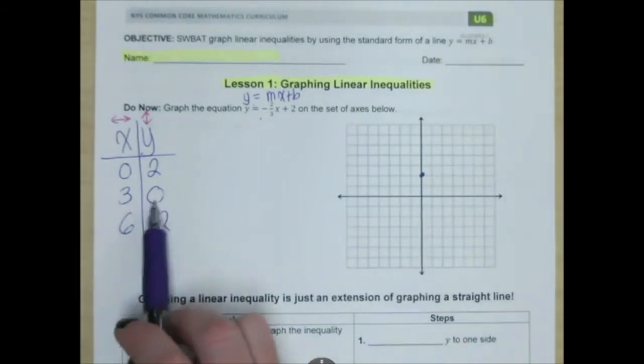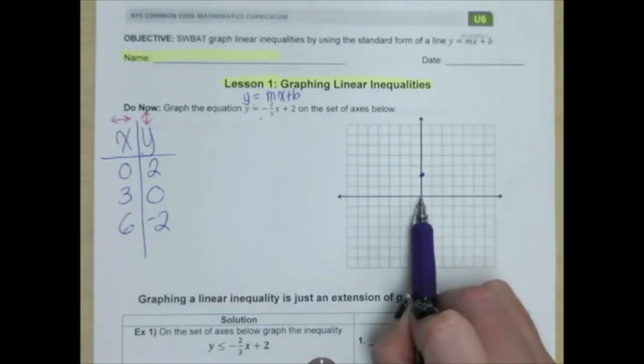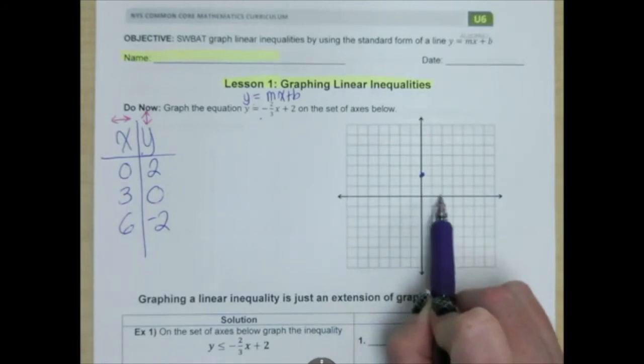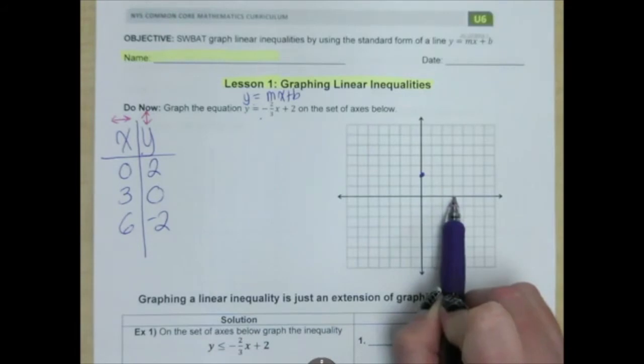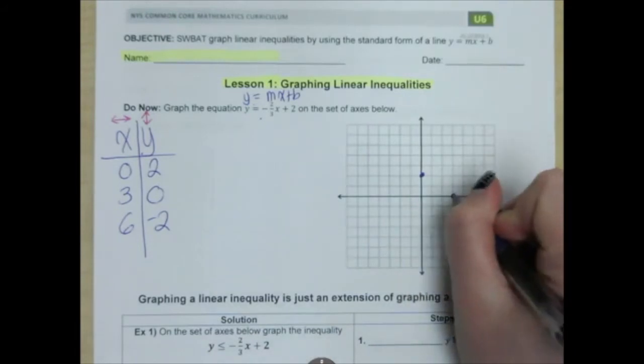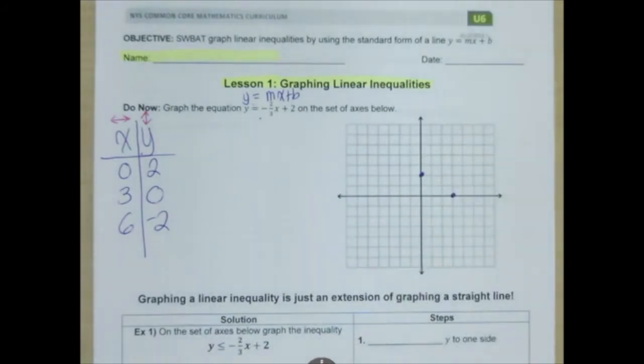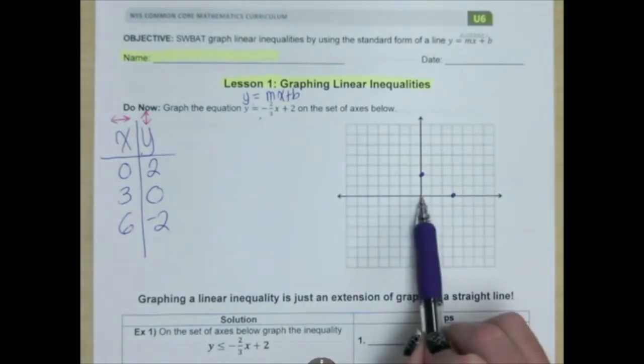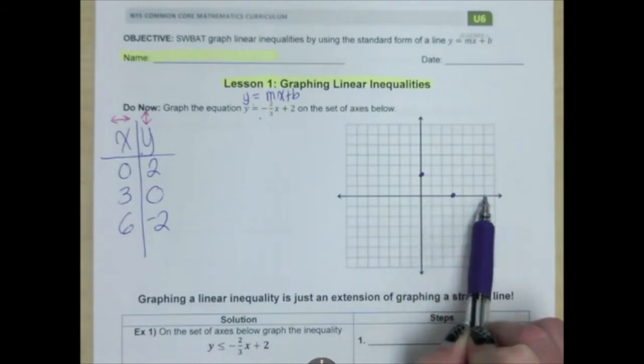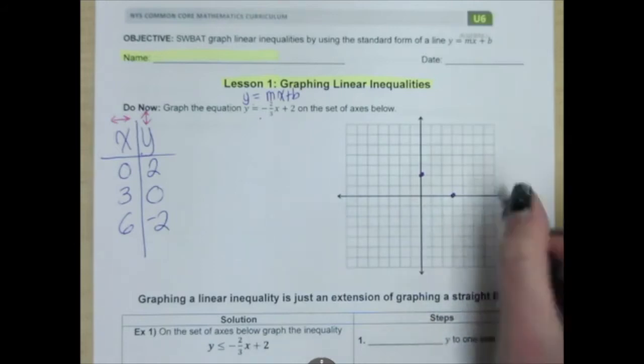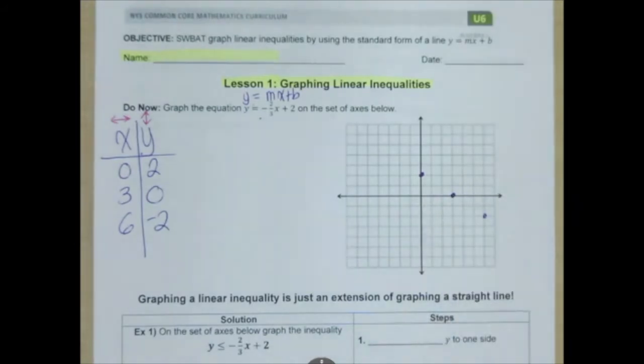Next, I have 3, 0. Again, from the origin, if x is 3, that's a positive 3. That means I want to move to the right. 1, 2, 3. Y is 0, so I don't go up or down. That's the point 3, 0. And then last but not least, 6, negative 2. From the origin, my x is a positive 6, so that means I go to the right. 1, 2, 3, 4, 5, 6. Y is negative 2, so I want to go down. 1, 2. This is the point 6, negative 2.